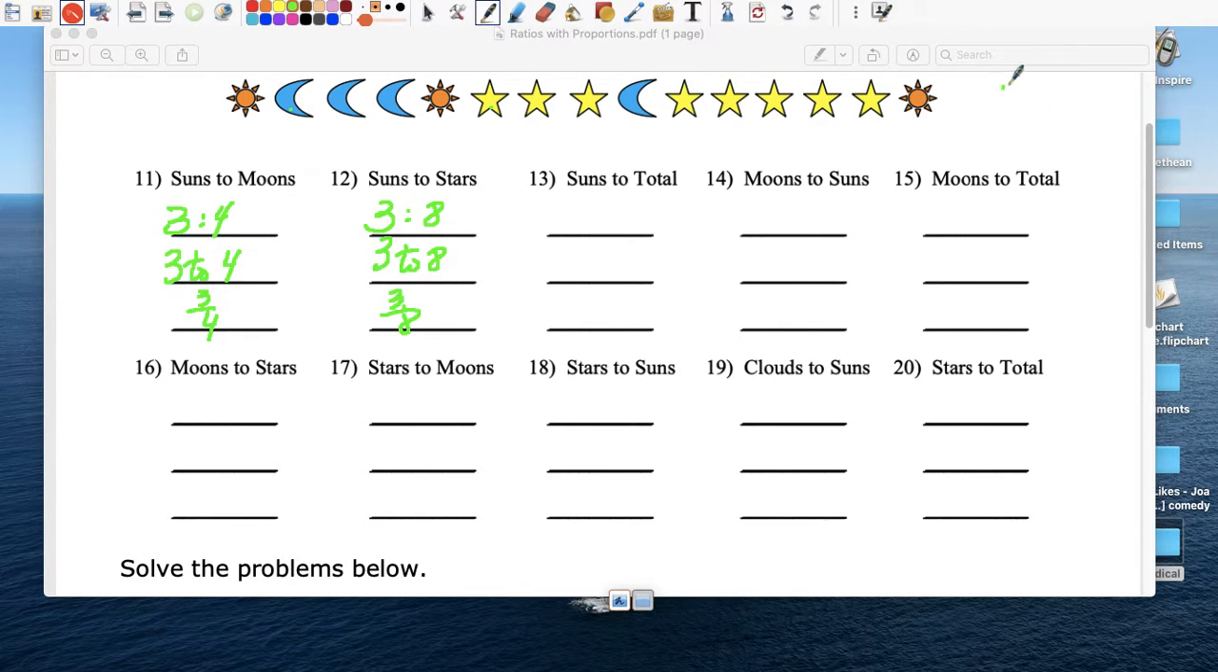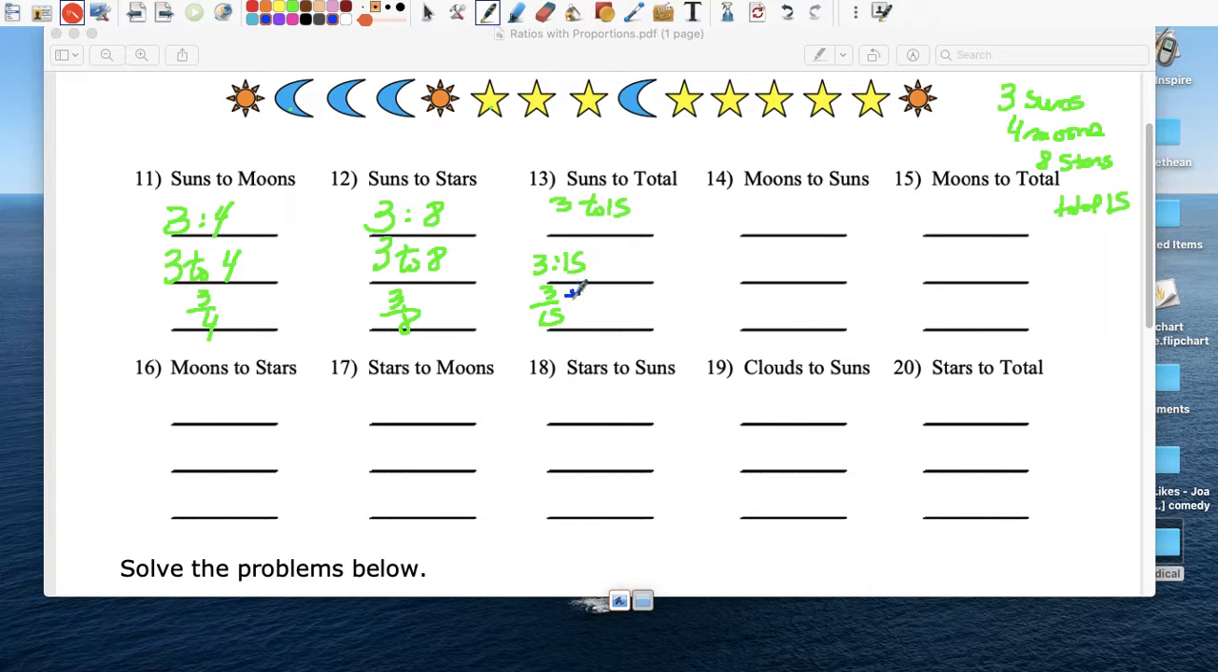So, you know what? I'm going to write 3 suns over here. Moons, 4 moons. Stars, 1, 2, 3, 4, 5, 6, 7, 8, 8 stars. And total 15. That's going to help me. Suns to total. So there's 3 suns. 3 to 15, 3 over 15.